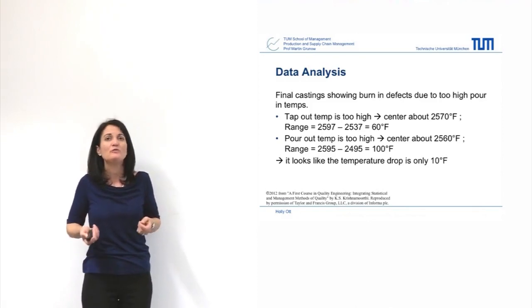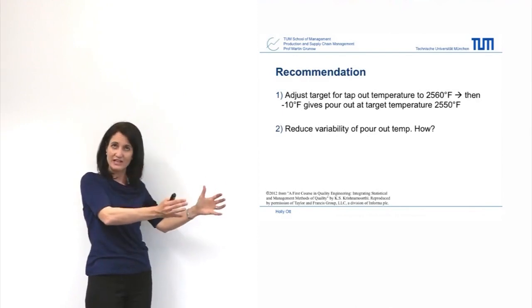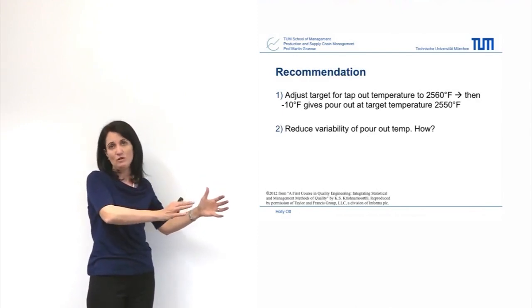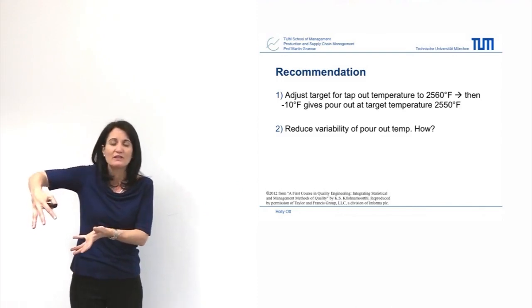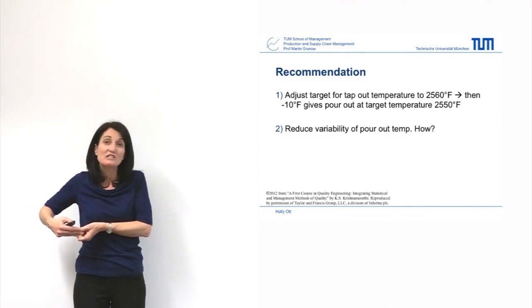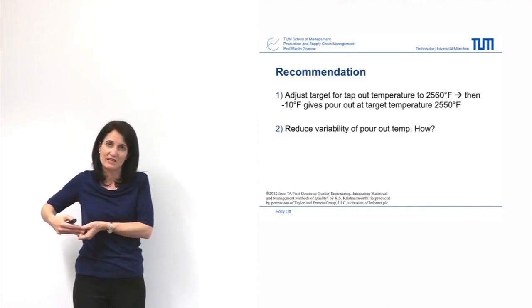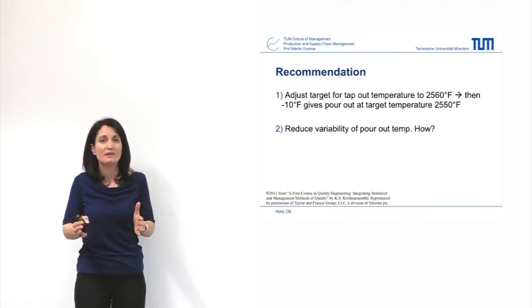What are we going to do? We're going to adjust the tap-out temperature by 10 degrees lower. Then when it drops 10 degrees, we will pour it out at the target temperature of 2,550. That's to bring your process to target. Then the next thing you need to do is to think about reducing the variability.